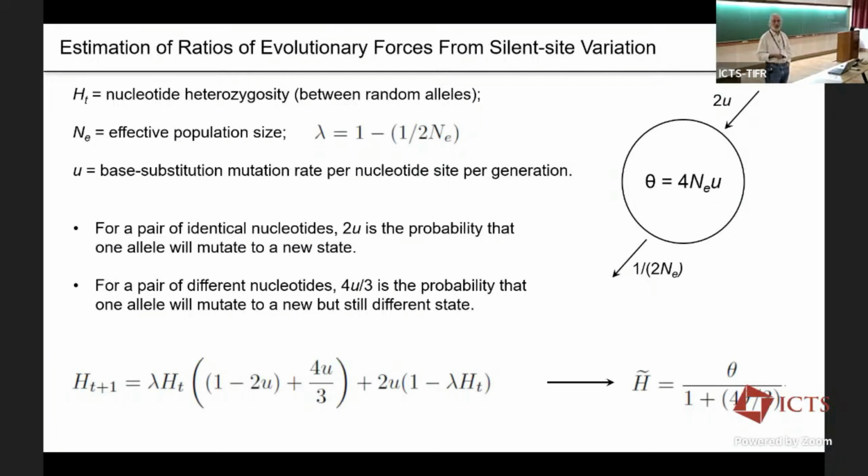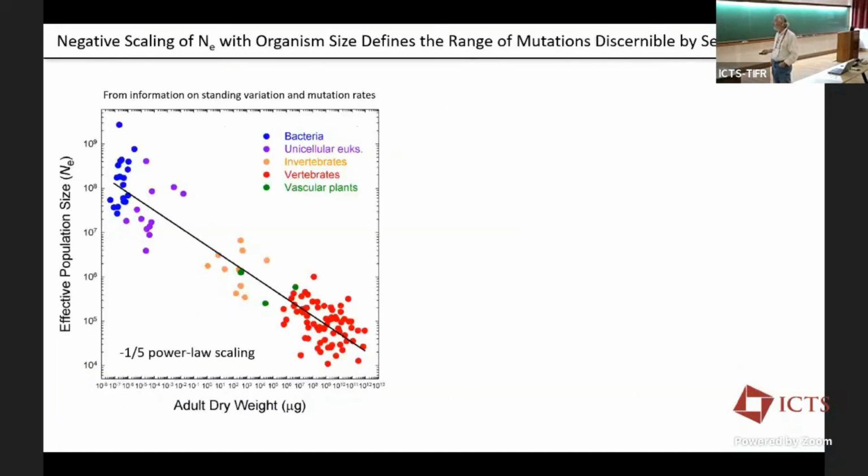Anyhow, don't think too hard, but do think. Now, that's the theory. And as I said, if you measure standing variation and you happen to know the mutation rate, you can back calculate, infer the effective population size. And I've already shown you this graph before, but that's where these numbers come from.